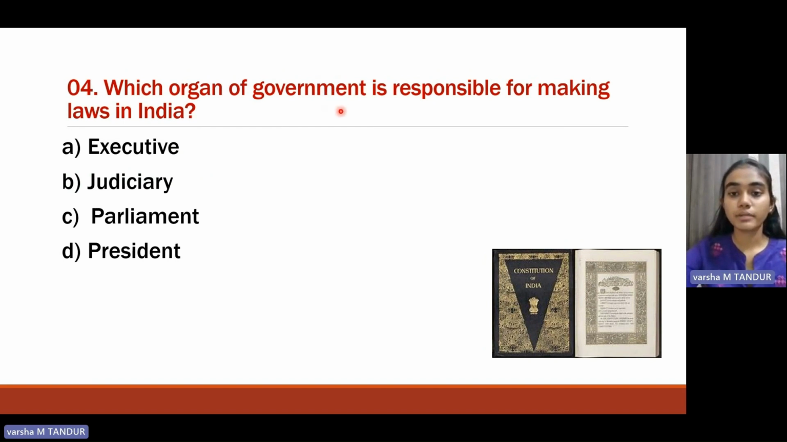Which organ of government is responsible for making laws in India? Option A, executive. Option B, judiciary. Option C, parliament. Or option D, president. So the answer is the parliament. Parliament is always responsible for making laws in India.